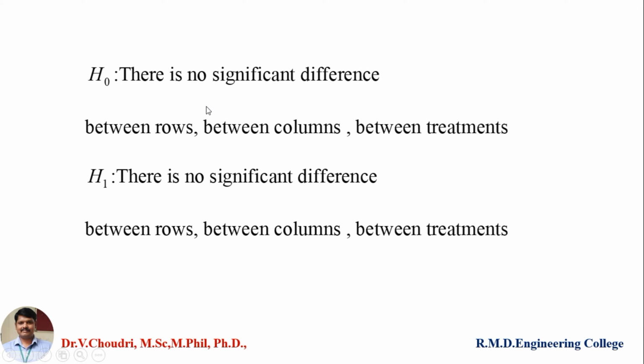So first we define the null hypothesis. There is no significant difference between columns, between treatments and between rows. And the alternative hypothesis: there is a significant difference between rows, between columns, between treatments.